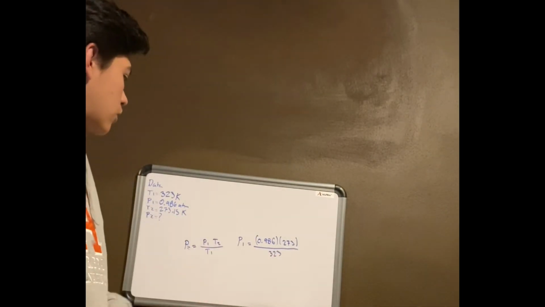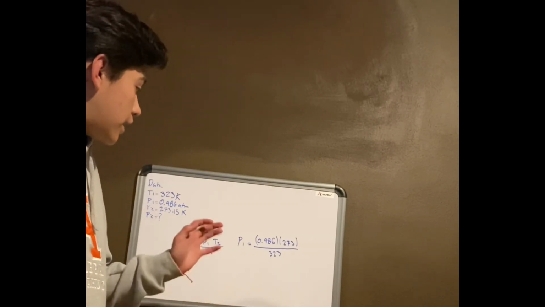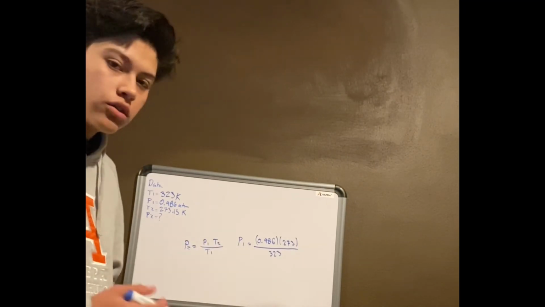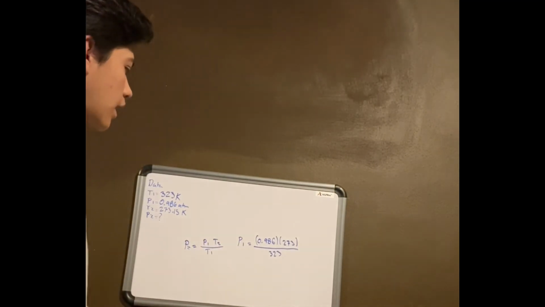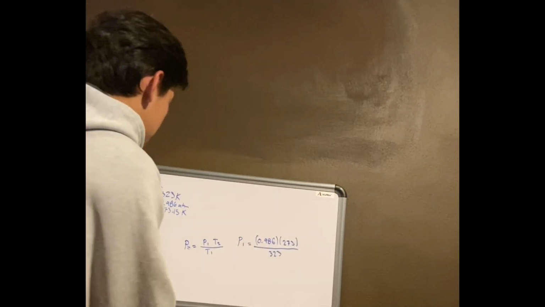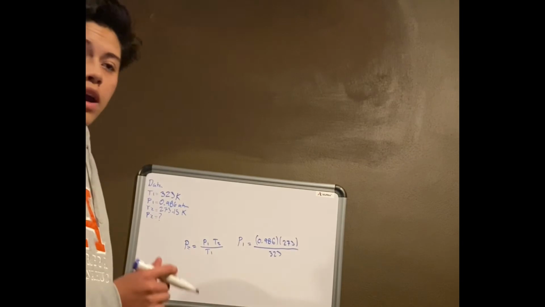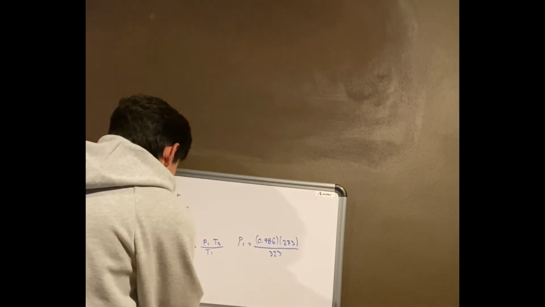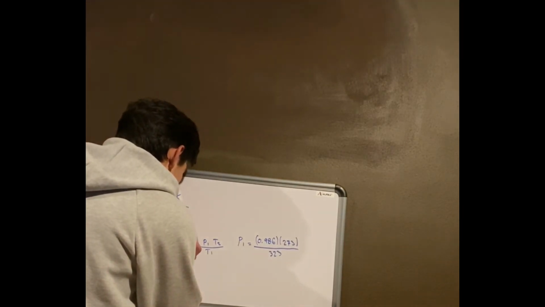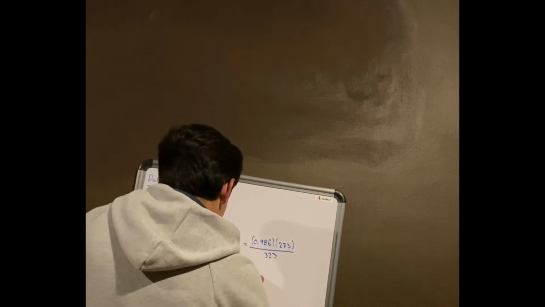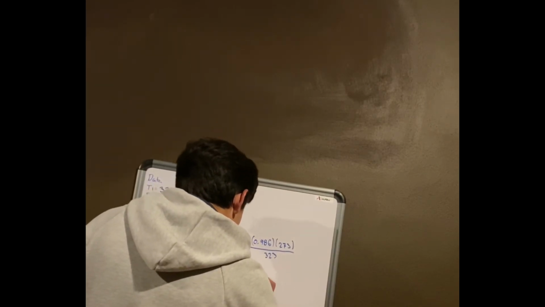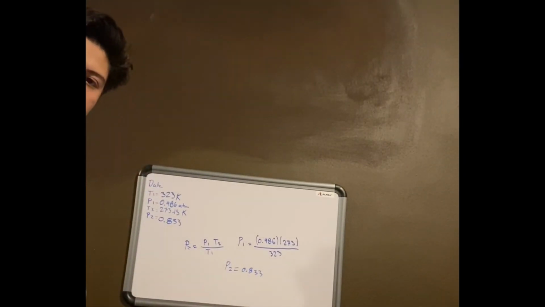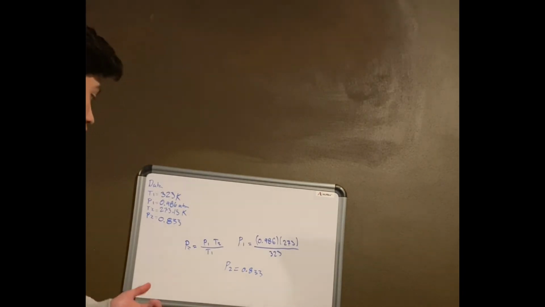Pressure 1 equals 0.986 times 273 divided by 323, and after doing this, the result is 0.833. So we are going to write it right here, P2 equals 0.833. And that's everything with this problem, and we're going to continue with the following one.